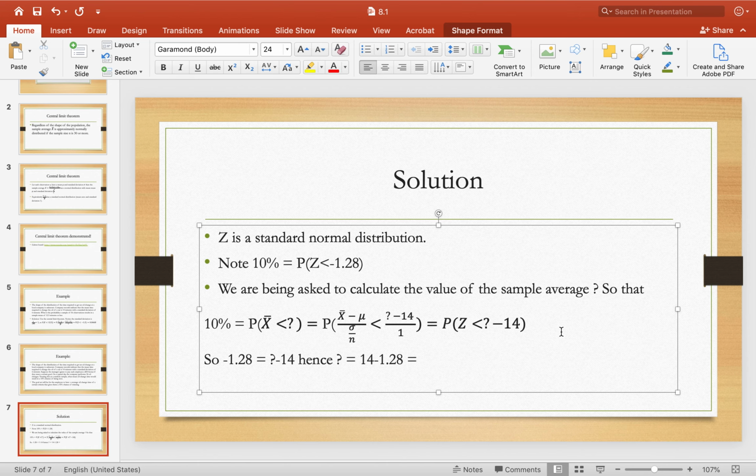So what is that? Like 12.72 minutes. So if their sample average time to change oil is 12.72 minutes, that'll give them about a 10% chance of winning. And this is our criteria.